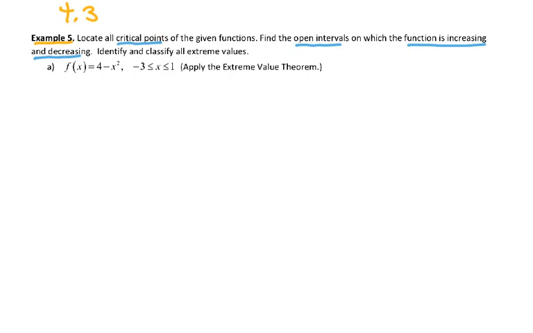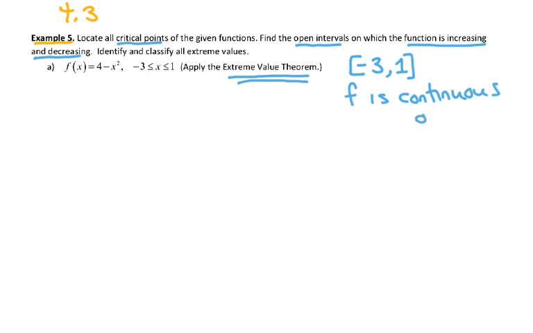However, this first one involves the extreme value theorem. Now, I won't always tell you that, but early on probably I will. But how do I know? Well, f is a polynomial. F is continuous on this closed interval. So we are guaranteed an absolute max and absolute min.